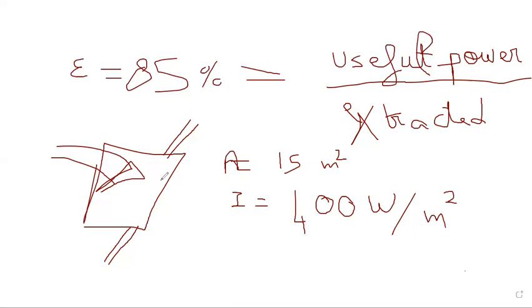absorbed. Here they said that the area is 15 meters square, the intensity is 400 watt per meter square, and it is used for domestic water heating. As we mentioned, if they don't give the value of alpha, we consider it a perfect absorber and take alpha equal to 1. Since we don't have any information here, to be able to continue our problem, we make the assumption of a perfect absorber and put alpha equal to 1.